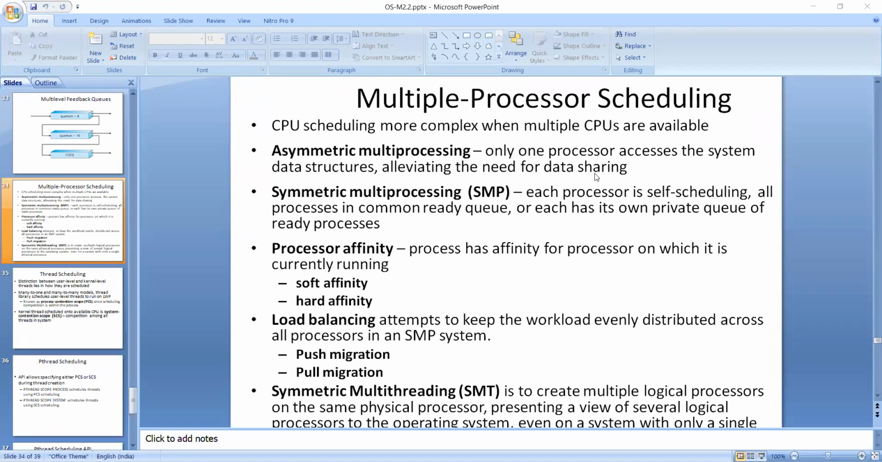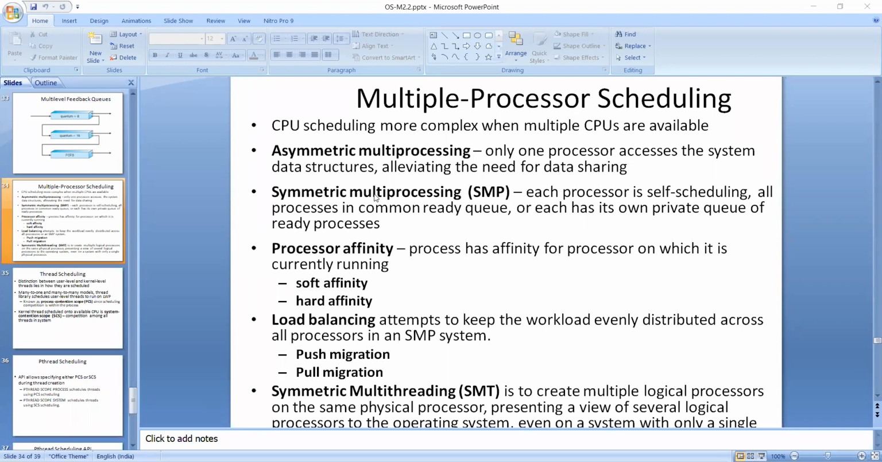This asymmetric multiprocessing is simple because only one processor accesses the system data structure, which reduces the need for data sharing. In asymmetric multiprocessing, only one processor will access the system data structure, which automatically reduces the need for data sharing. Only one processor takes care of all the system related processing. Other processors just execute the user code. This is one approach.